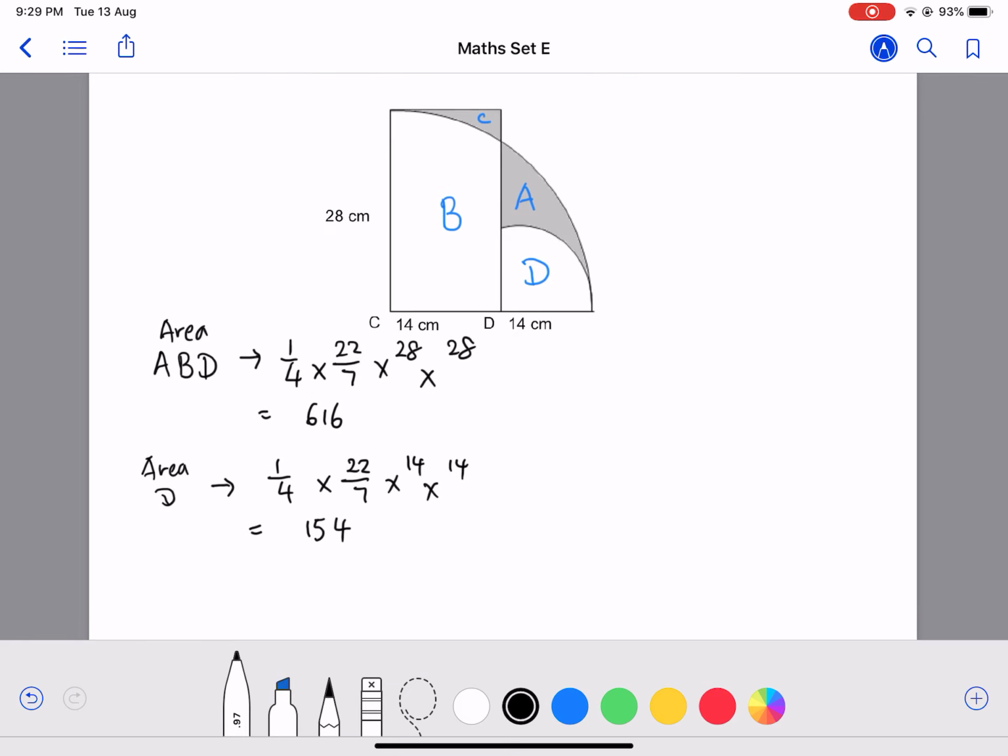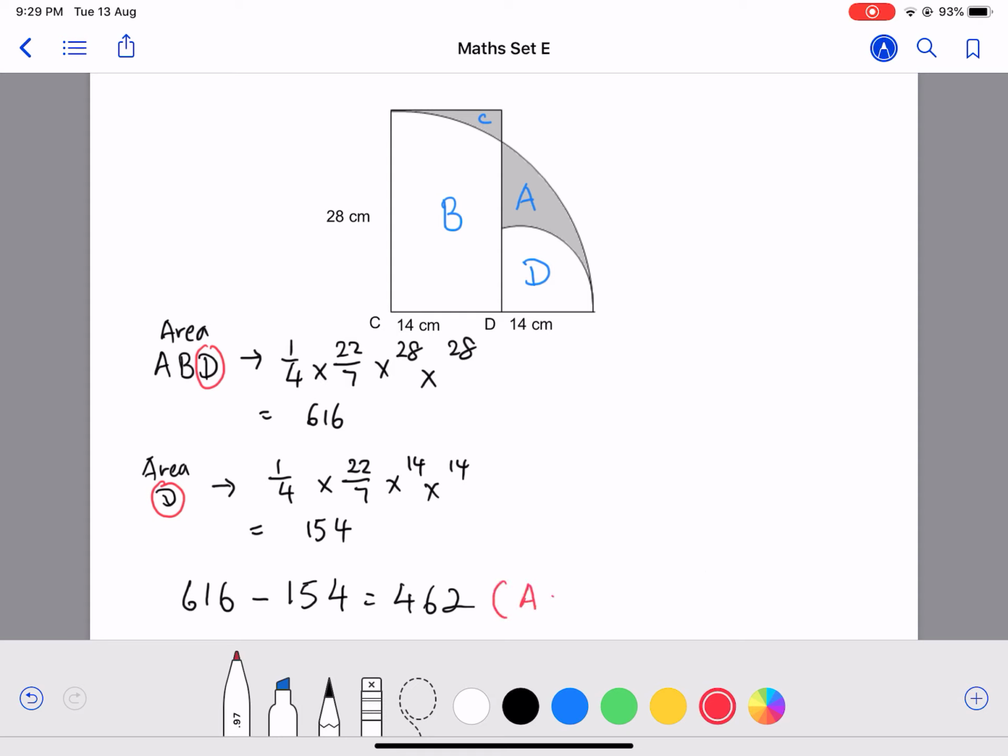Okay, now this works like a bit of Ali Baba if you look at it. I sense something. There's a D here and there's a D here. There's a constant. So what happens is if I use 616, subtract away 154, I will be able to get area A and B because I have removed the constant D. The only difference is caused by area A and B. Am I right to say that? So that's for area A and B.